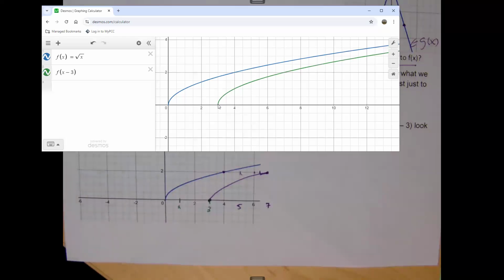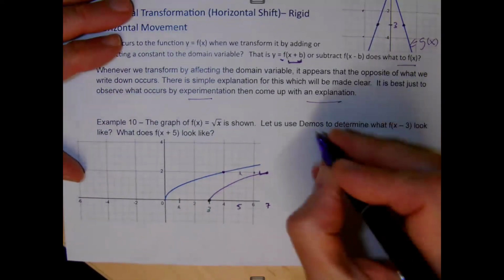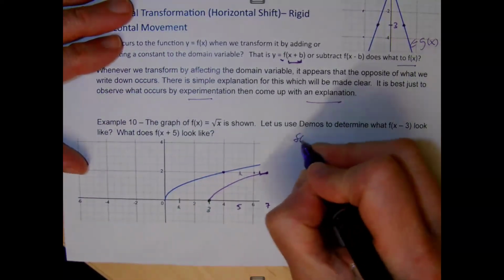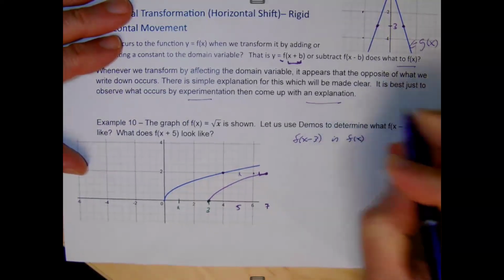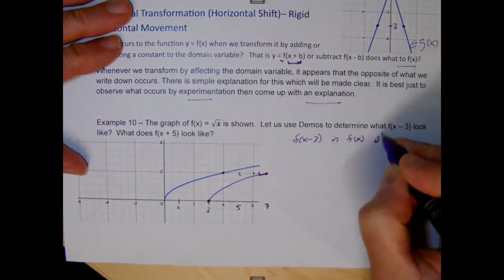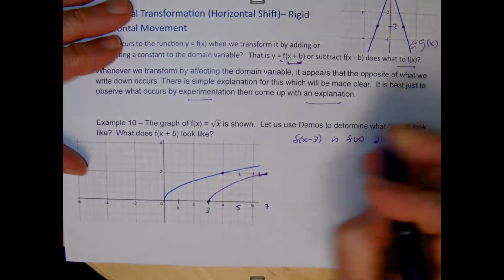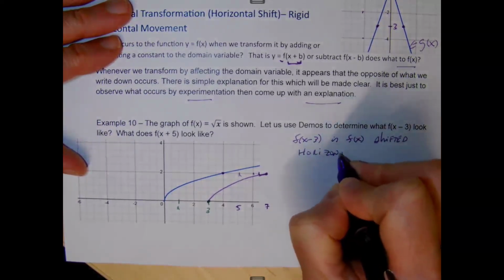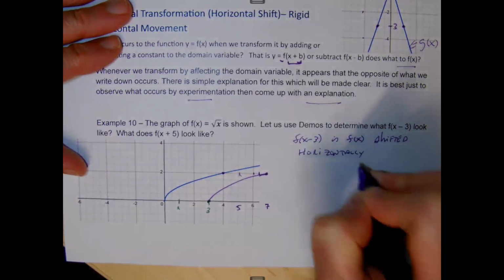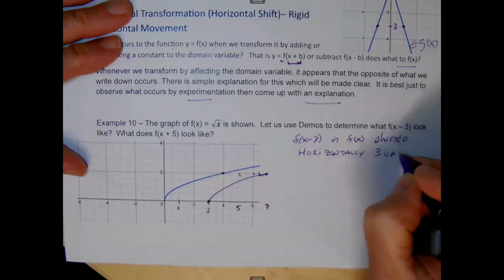So the result of doing this is that f of x minus 3 is f of x shifted horizontally three units to the right.